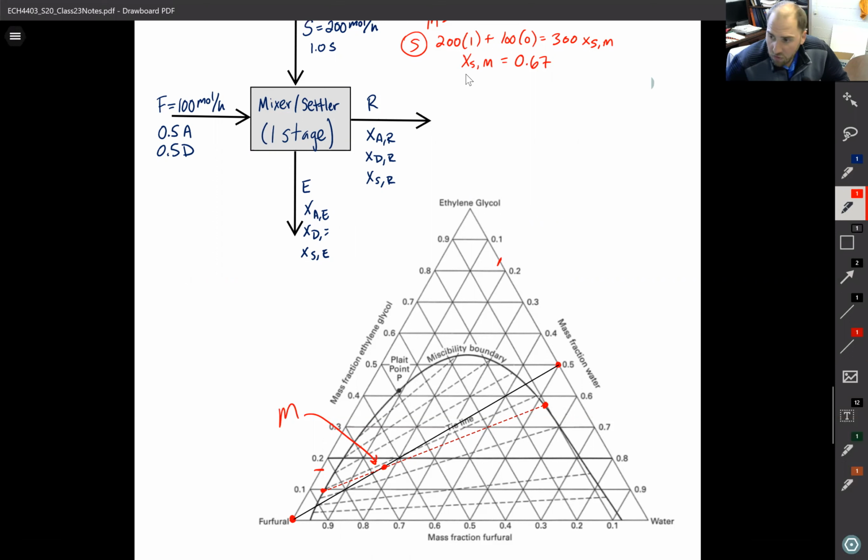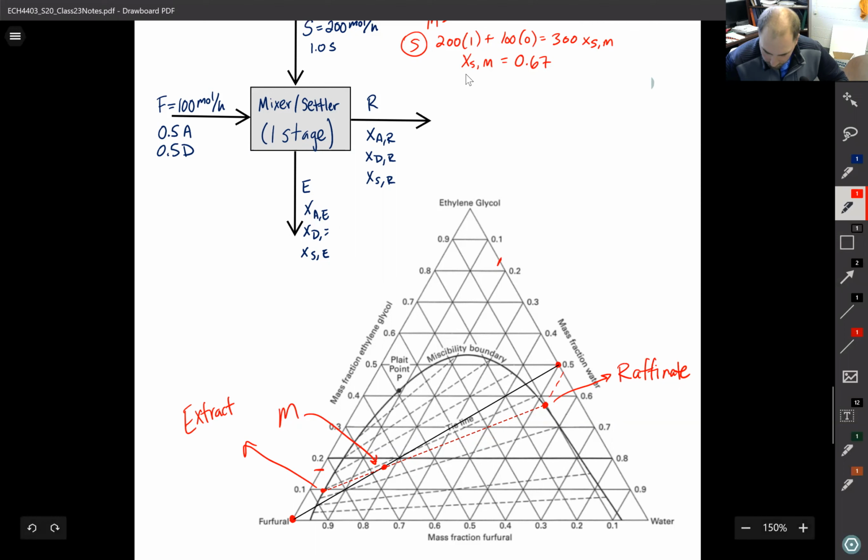The side that's closest to water, the side that's closest to diluent, remember is called the raffinate. And the side that's closest to the furfural is the extract. I'm going to use where these points are to find what the compositions of the phases are. So we'll start with the raffinate. The water coordinate is this line, so up to 52% water. So this is X of the diluent in the raffinate stream, 0.52.